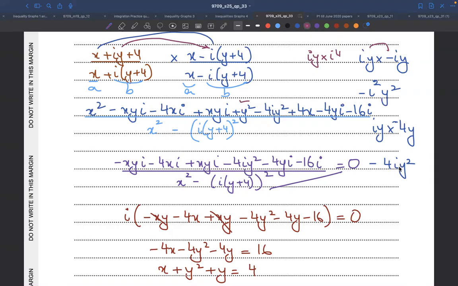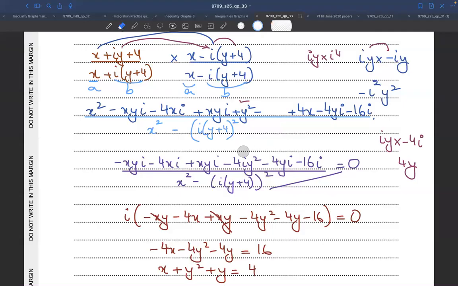This is wrong because iota y into this is 4 iota. So this is where I made a mistake with the expansion. This should not have been 4 iota y squared. We are not getting any term as 4 iota y squared. So iota y into 4 iota, basically, this is iota y into minus 4 iota. Iota square is minus 1. So this would have been a plus 4y only. This should have been a plus 4y.